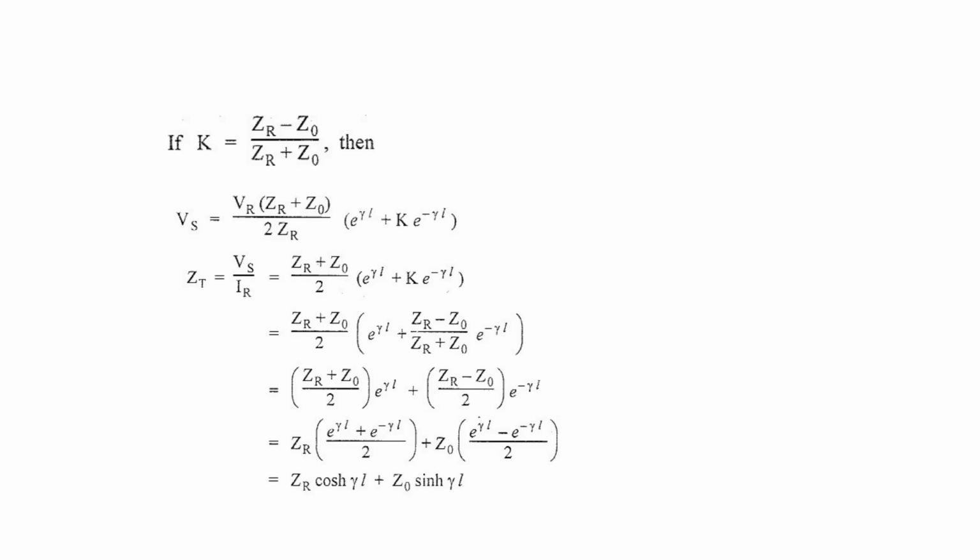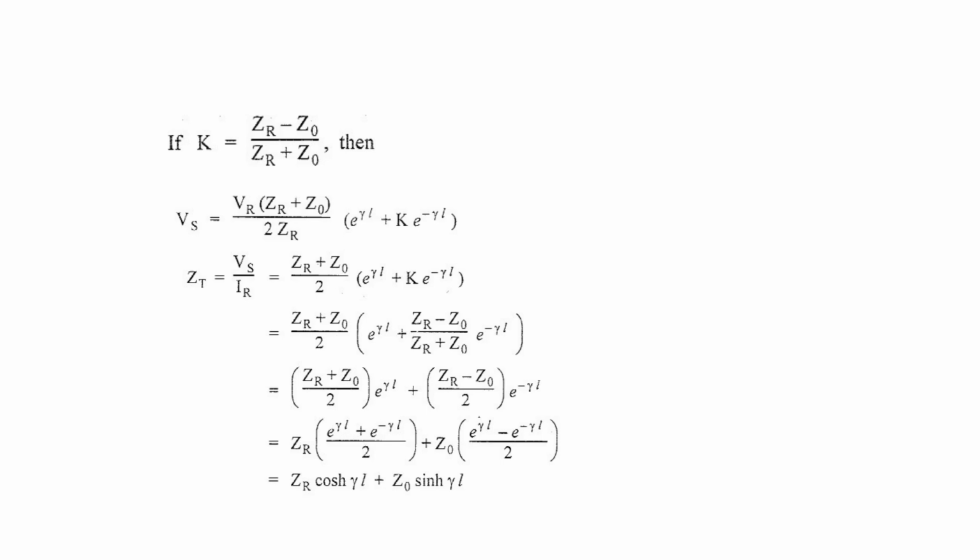So this is the sending end voltage. The transfer impedance is ZT equal to VS by IR. So VS is VR (ZR plus Z0) by 2ZR into (e power gamma L plus K e power minus gamma L), divided by IR. We know that VR by ZR is nothing but IR, so we can cancel the IR term. Then it becomes (ZR plus Z0) by 2 into (e power gamma L plus K into e power minus gamma L). Here we substitute the value of K as (ZR minus Z0) by (ZR plus Z0).